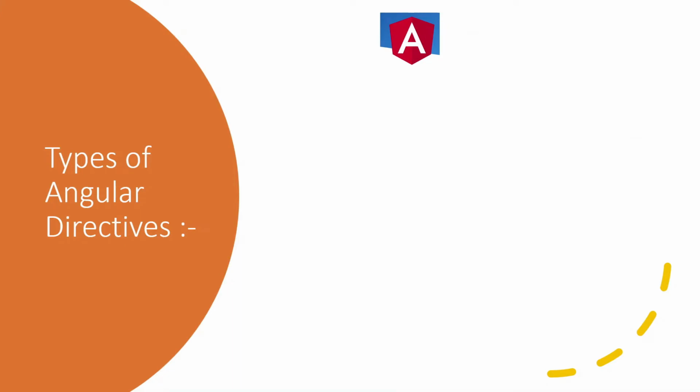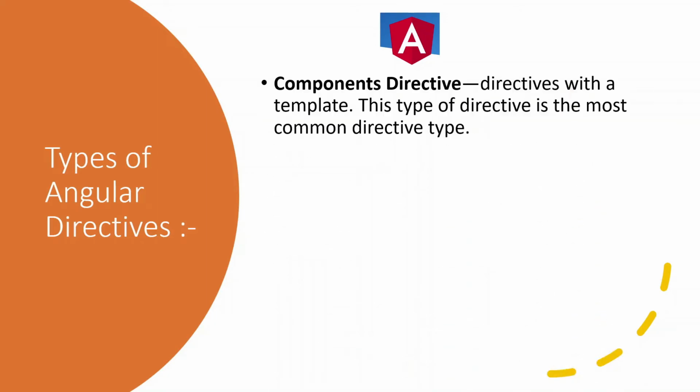Now, the next question is the types of directives. So directives come in different types. There are basically three types of directives that are available. One is component directive. Component directives are the directives with a template. This type of directive is the most common directive type, as I have already shown you. So for all the components we use @Component, right? And that tells us it is a component directive. It has all the templateUrls, stylings and the classes, right?